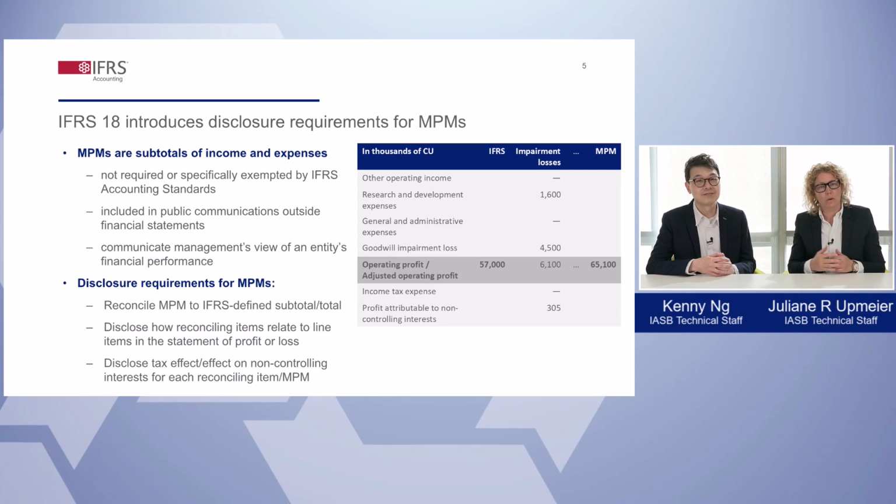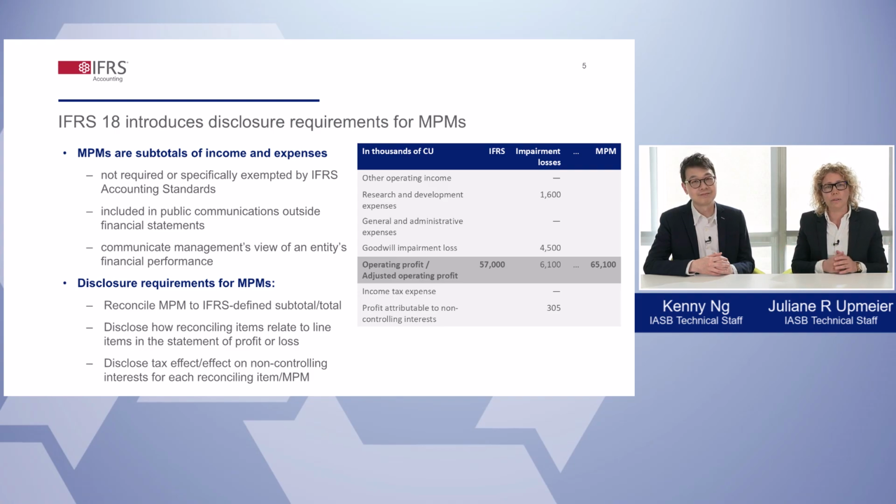An MPM is a subtotal of income and expenses that is not an IFRS-defined total or subtotal and is used in public communications to communicate management's view of an entity's financial performance, such as adjusted operating profit. IFRS 18 requires entities to reconcile their MPMs to IFRS measures, disclose how the reconciling items relate to line items in the statement of profit or loss, and disclose the income tax effect and effect on non-controlling interest for each reconciling item and MPM. Here's an example of an MPM reconciliation showing operating profit being reconciled to adjusted operating profit.